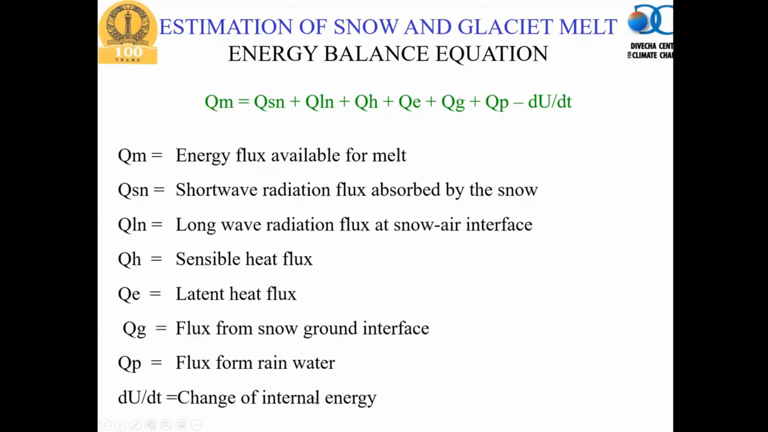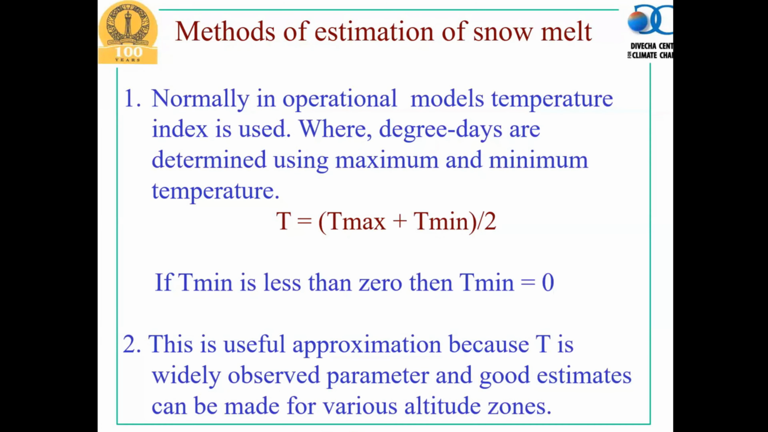And then the change of the internal energy. What it means is that if the entire snowpack is not at 0 degrees Celsius, and at night it is very cold, a certain portion of the snowpack changes its temperature to much below 0 degrees Celsius, then the initial melting will be used to bring that snowpack to 0 degrees Celsius. So a certain amount of internal change of energy will also take place. That also you have to account for.